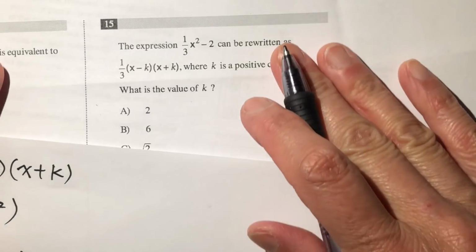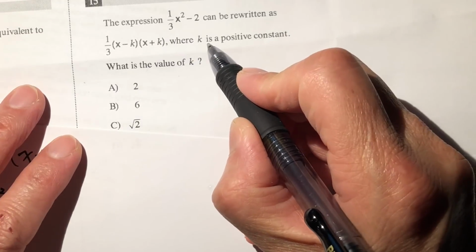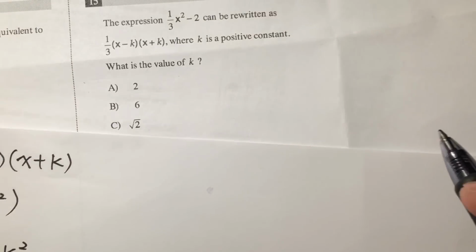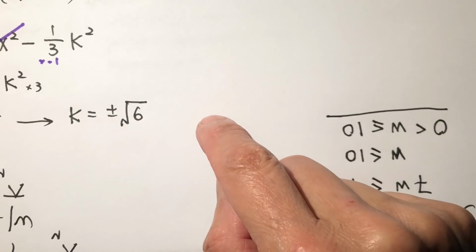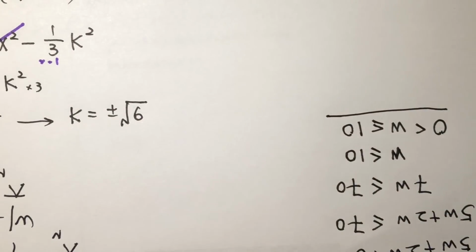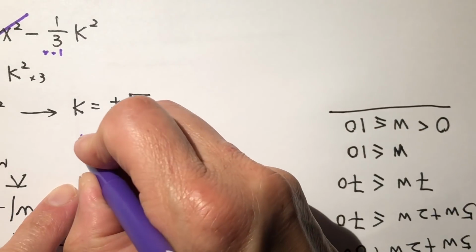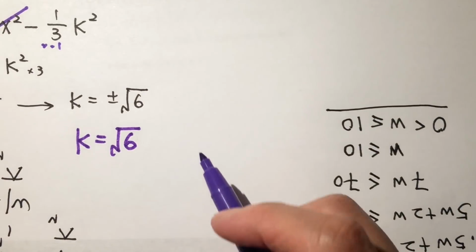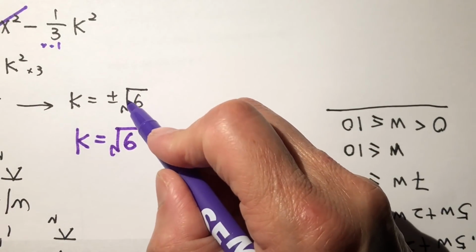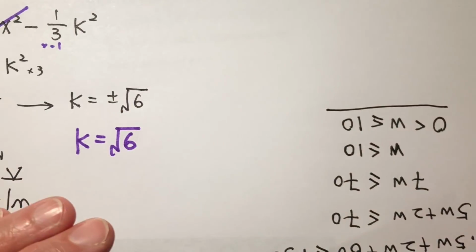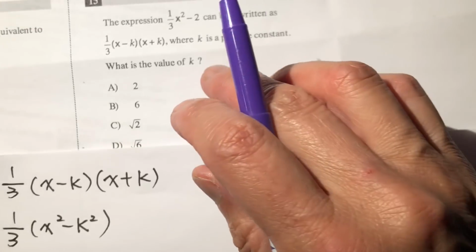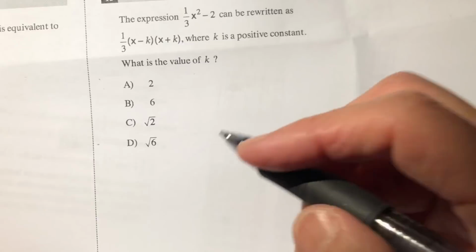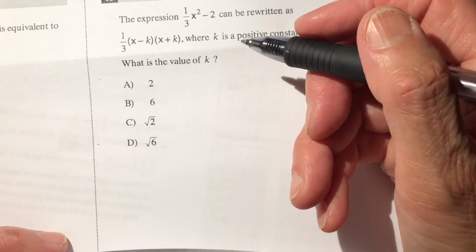Now we come back to see the restriction where k is a positive constant. Okay. Only after this restriction can we get rid of the negative. So k equals positive square root of 6. And negative square root of 6 does not apply under such a restriction condition. So k equals square root of 6. D is the answer.